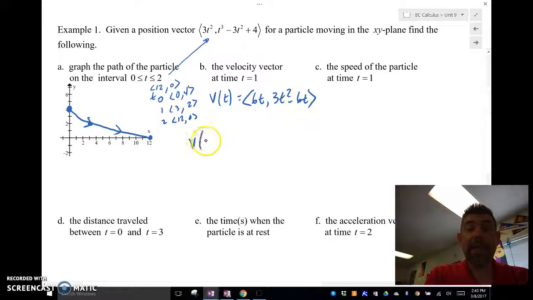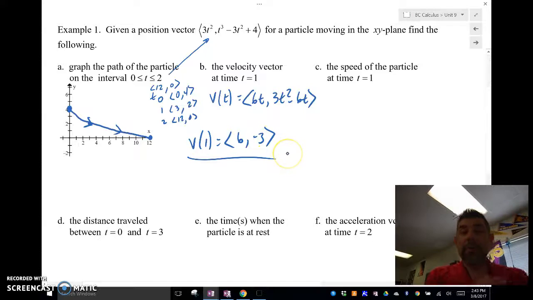I want that at t equals 1. So I'm going to get 6 comma negative 3. And that's it. All right, so not too bad.